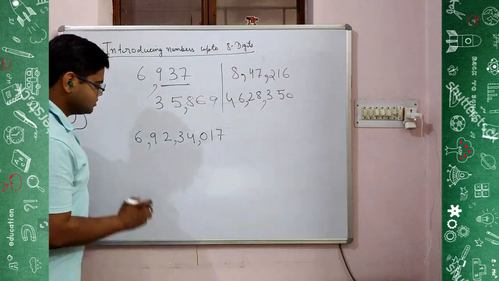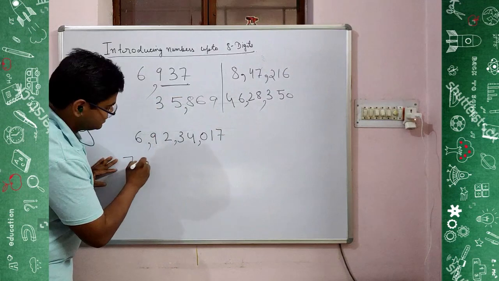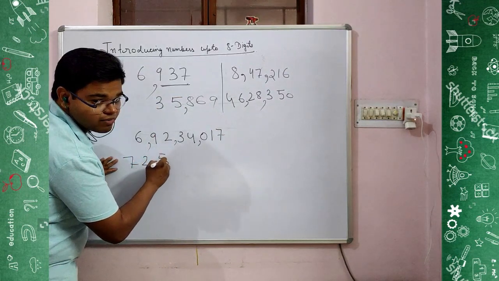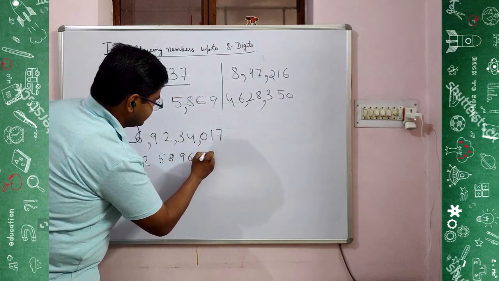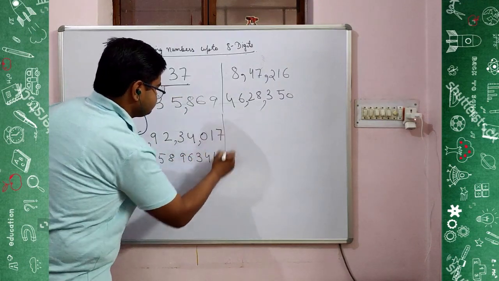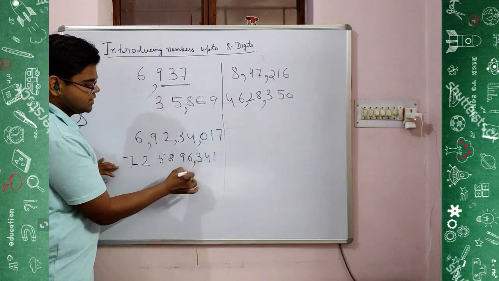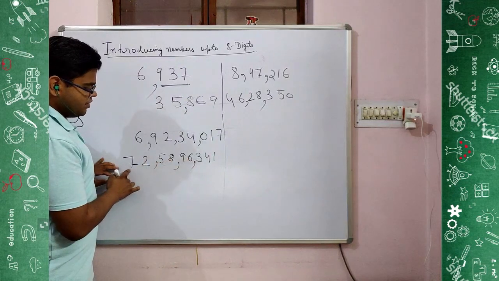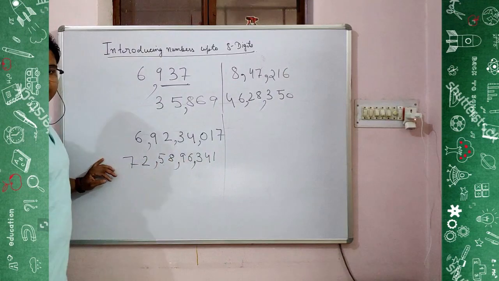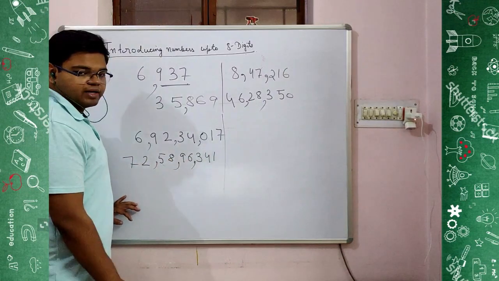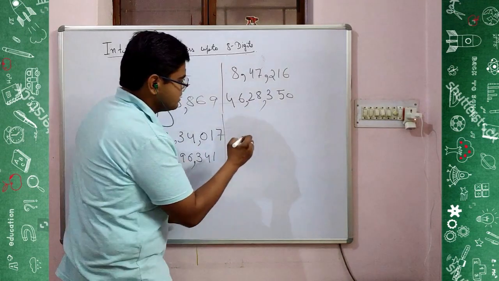Now one more example, children. 725896341. 3 digits, then 2, 2, 2. So 72 crore 58 lakh 96,000 and 341. Children, after this, one more example.